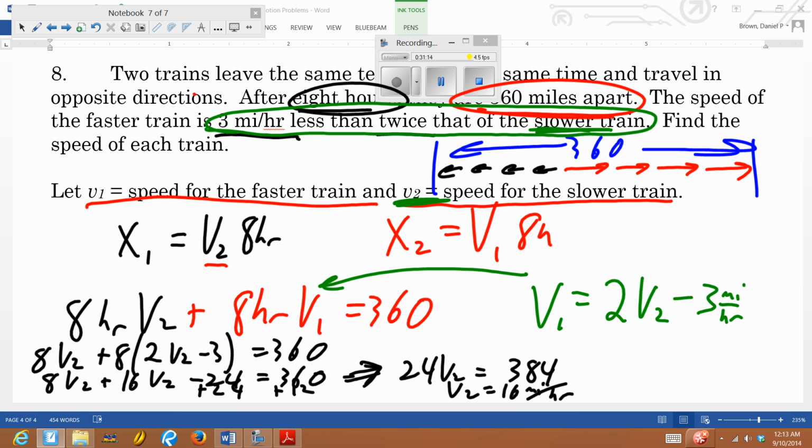I can now plug that back into this equation right here. And I can solve that v1 is equal to 2 times 16 minus 3. 2 times 16 is 32, minus 3 is 29. So v1 is 29 miles per hour. Alright, and there's my answers.